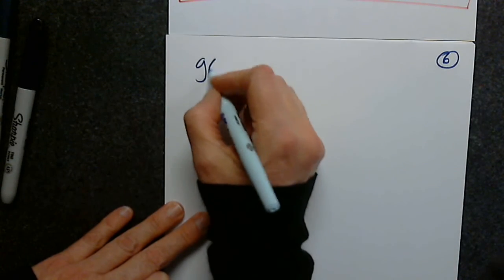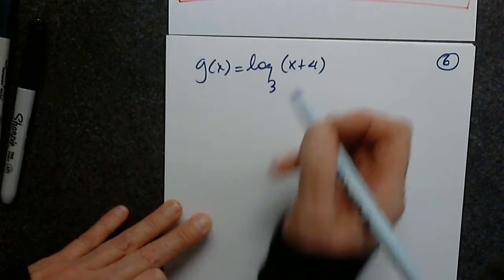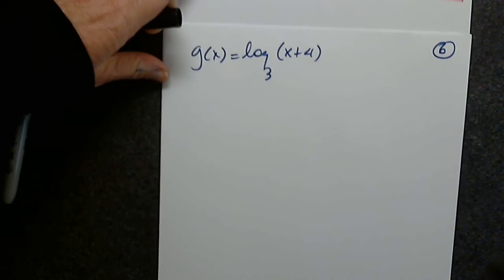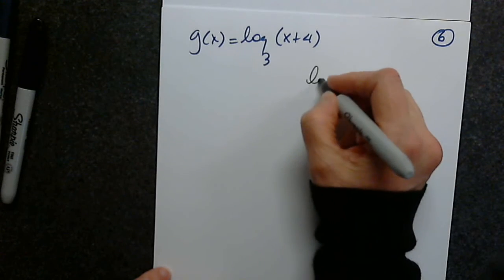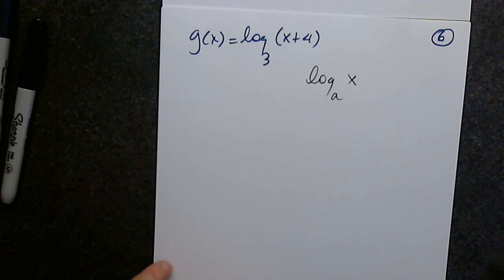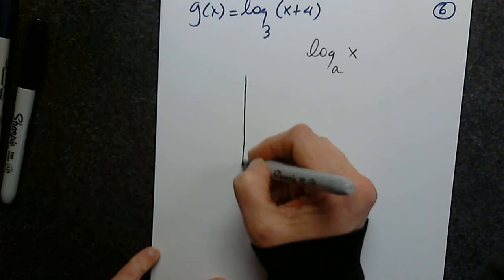So this is g of x, log base 3 of x plus 4. I would like us to review log before we do anything else, and before we come back to this function. So log in any base is the inverse function of exponential.